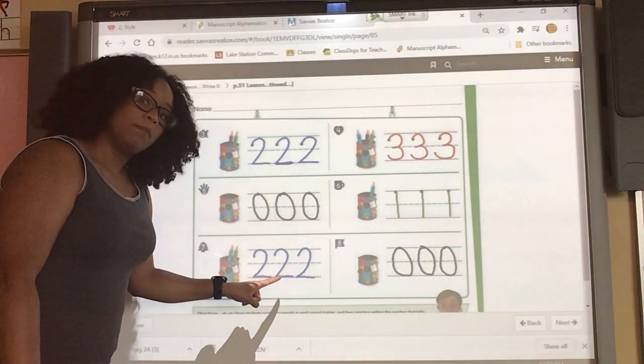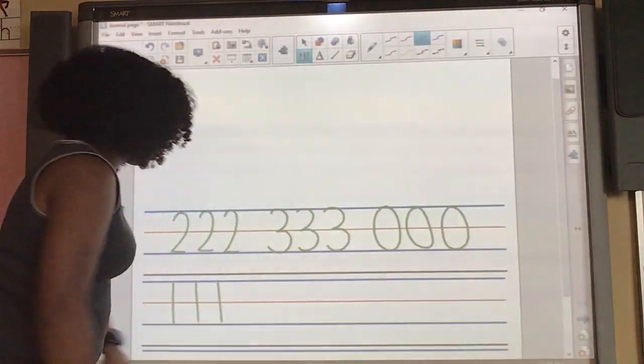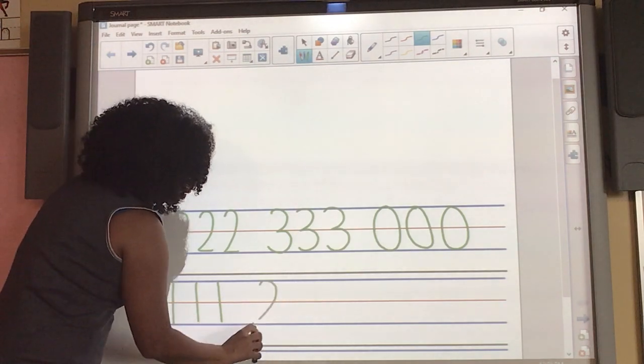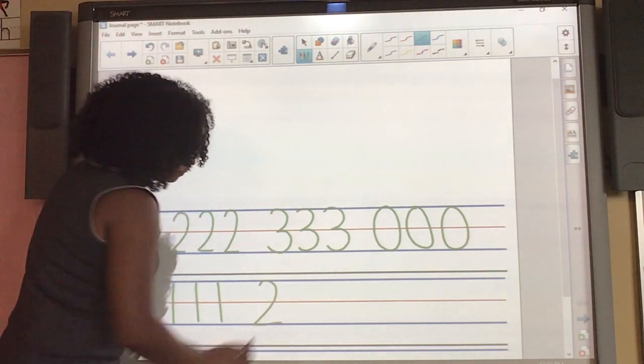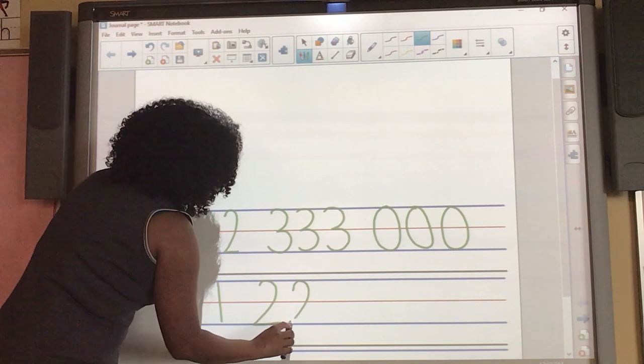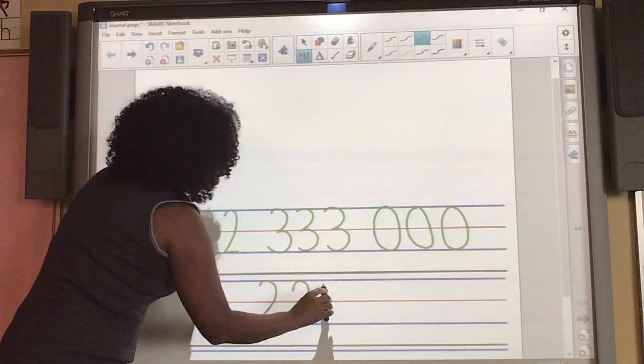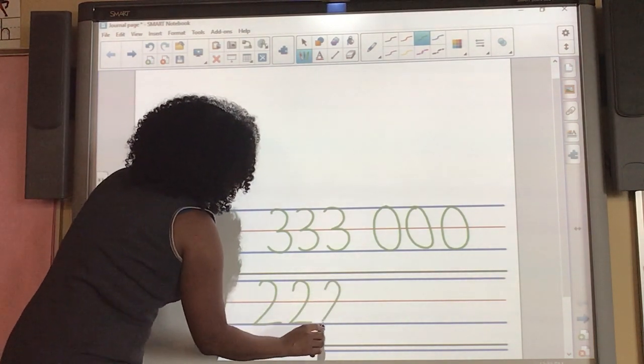We have 3 more 2s. Around, slant, stop, over. Around, slant, stop, over.